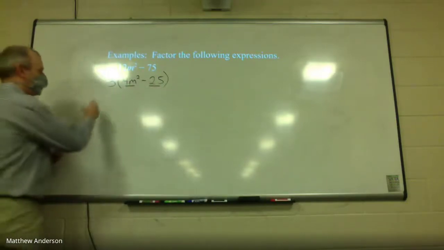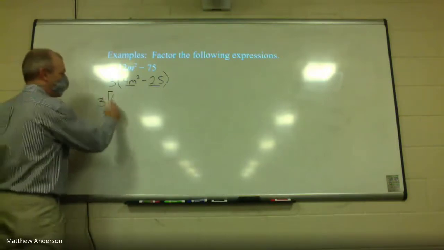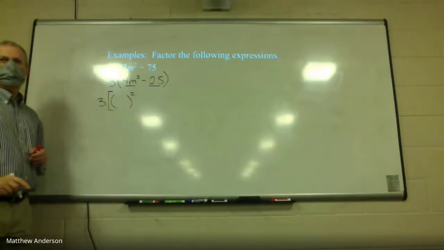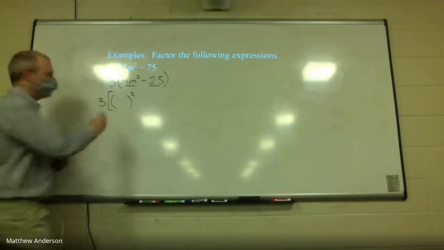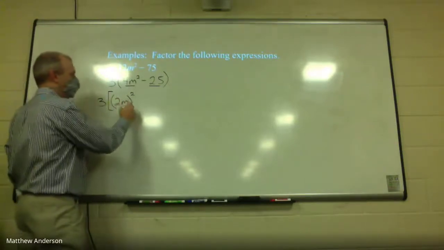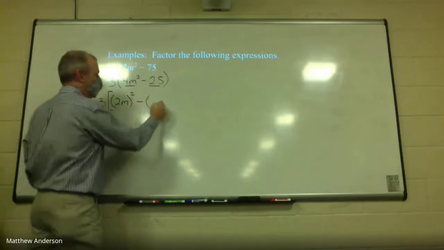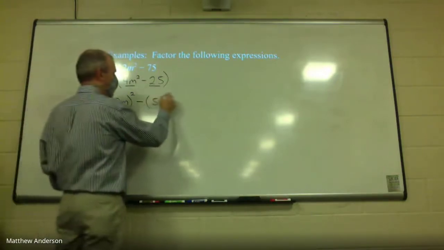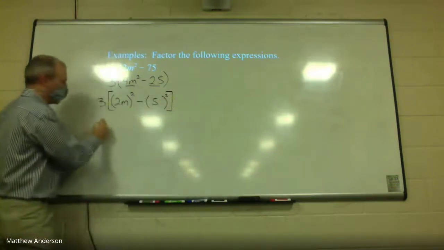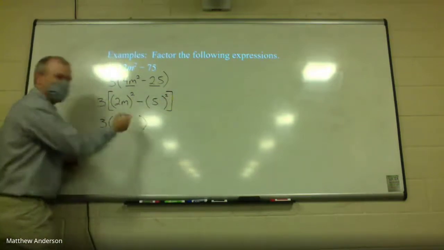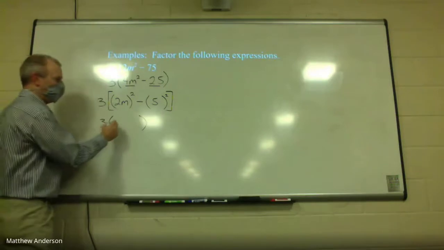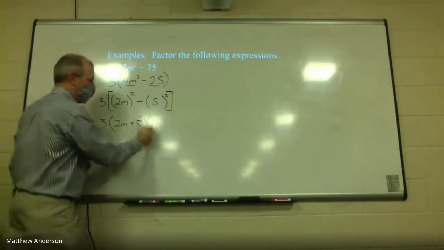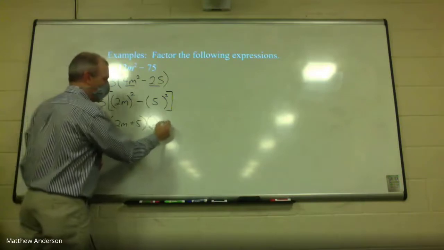Right? So I'm going to write it, and I'm going to say, okay, what squared gives me that first piece? 2m, right? 2 times 2 is 4, and we've got to have the m. Minus, what squared gives us 25? 5. So we've still got the 3 out here, but how is this going to factor then? 2m plus 5 and 2m minus 5.